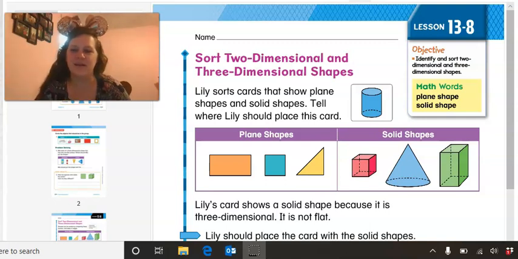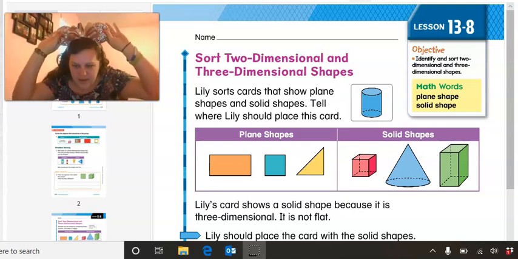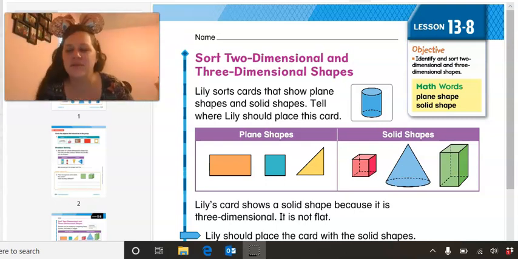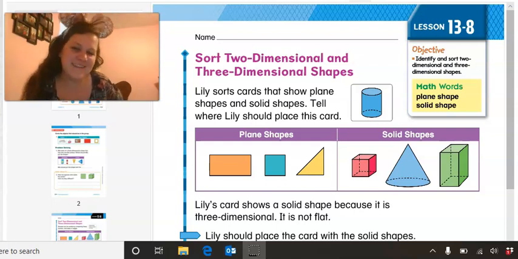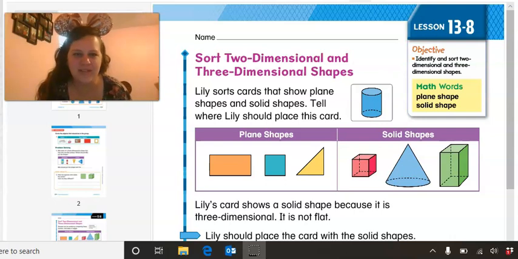Hi everyone. Today I decided to put on my Minnie Mouse shirt and my ears because you guys know how much I love Disney and I'm missing Disney, so I thought it would be fun for our math lesson.